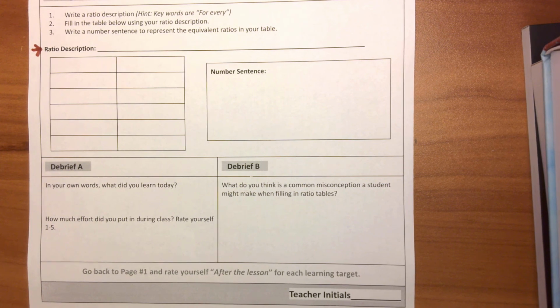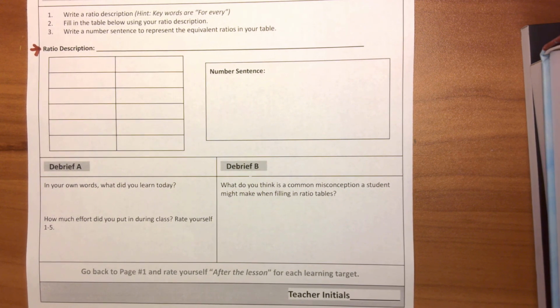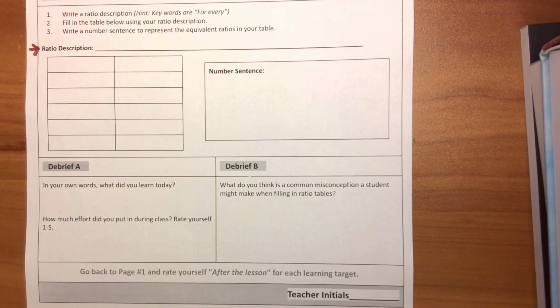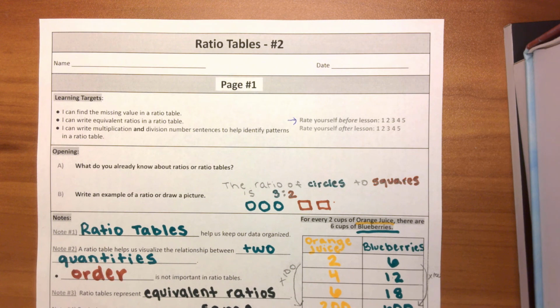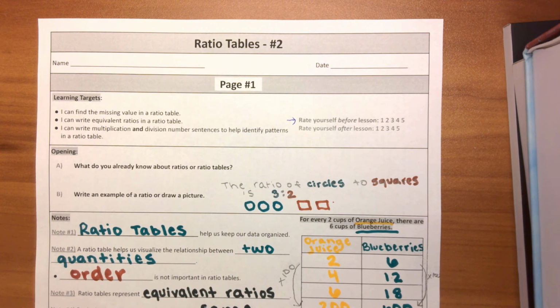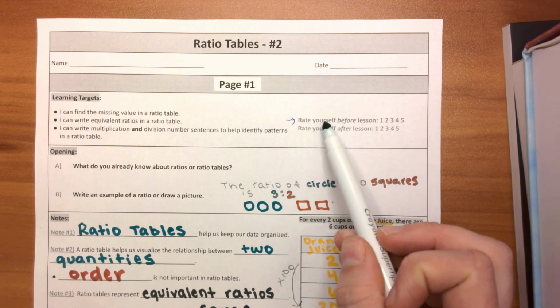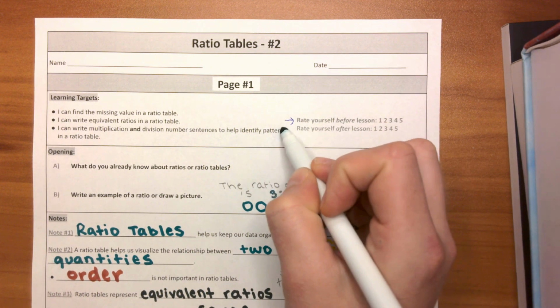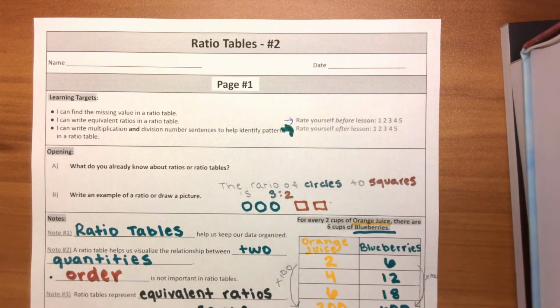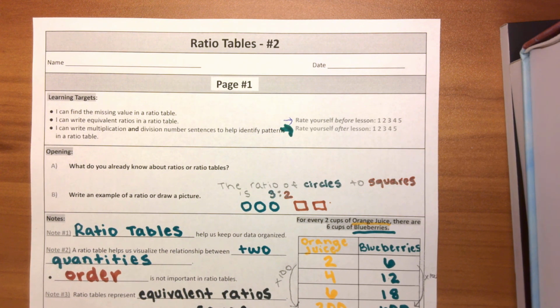After you're done answering the debrief questions, you're going to go back to page number 1 and rate yourself after the lesson now that we've practiced some more. So at the very beginning of the lesson, before we practice, you rated yourself 1 through 5. 1 is the lowest, 5 is the highest. Now you're going to circle 1 through 5. How do you feel now that you got some more practice?